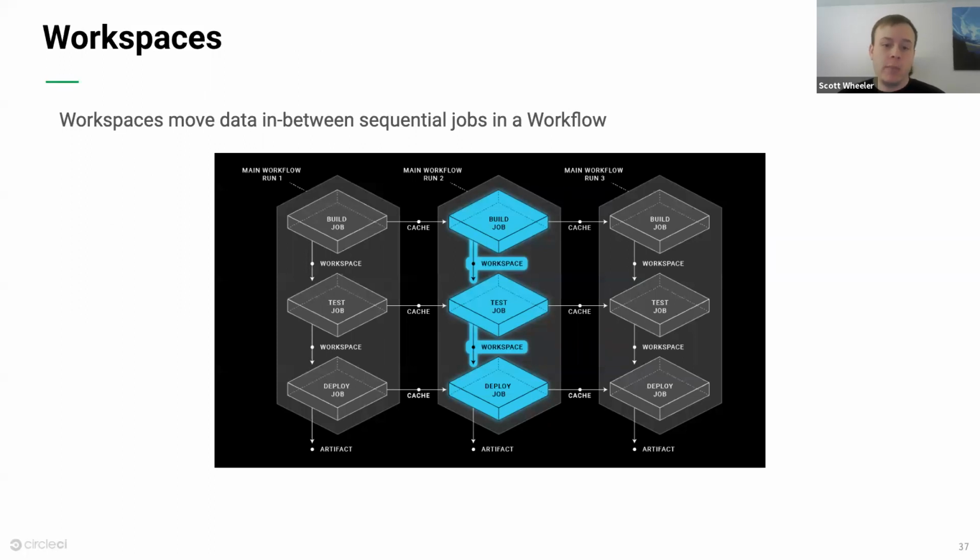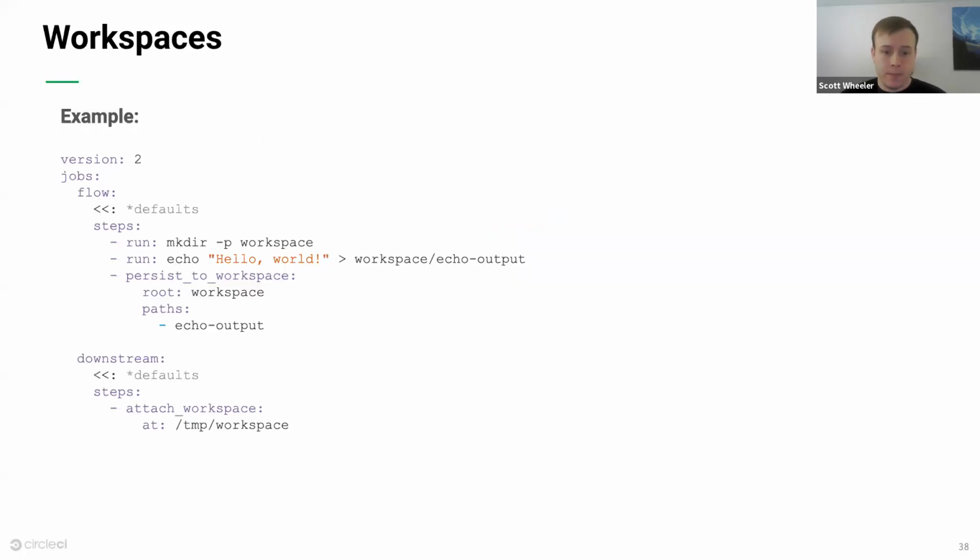Workspaces move data in between sequential jobs in a workflow. In this example, we are echoing hello world to a file and persisting it in the echo output path. And then in the downstream job, we attach the workspace and now we have access to that echo output file.